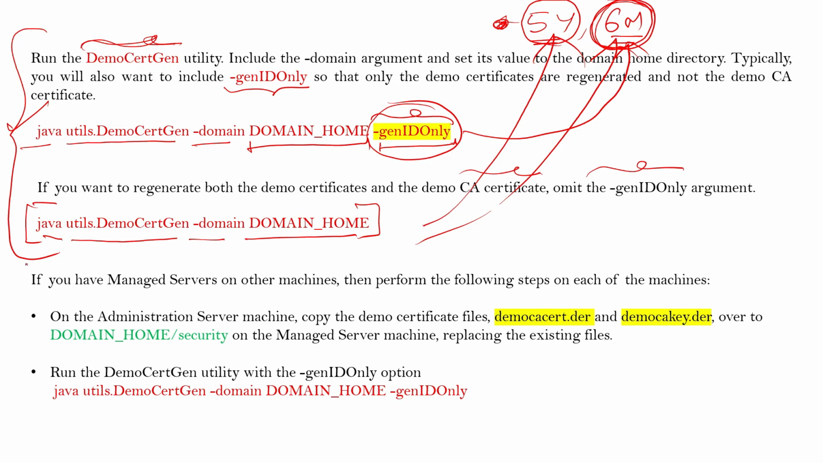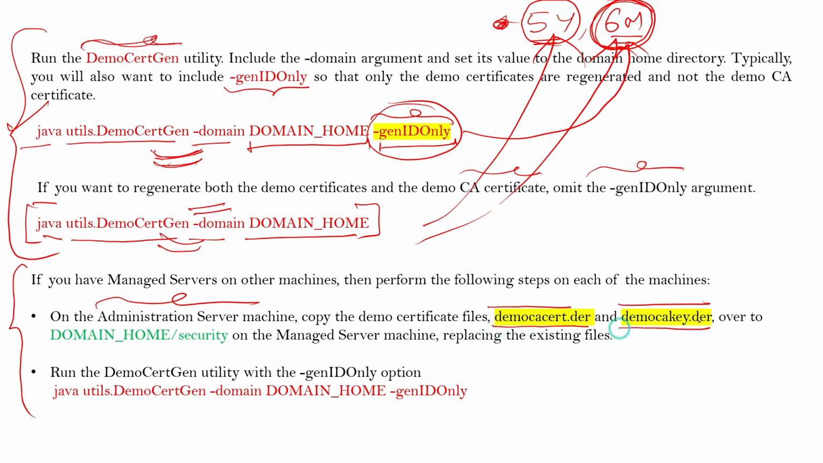Okay. Now, as I said, if you have your domain scattered across multiple servers, that means you have configured horizontal clustering, so you need to renew the certificate in each and every machine. So what is the process? First, you have to follow this process in your primary machine where the admin server is running. Once the certificate is renewed in your main machine where the admin server is running, after that you need to copy these two files: demo ca-cert.der and demo ca-key.der.